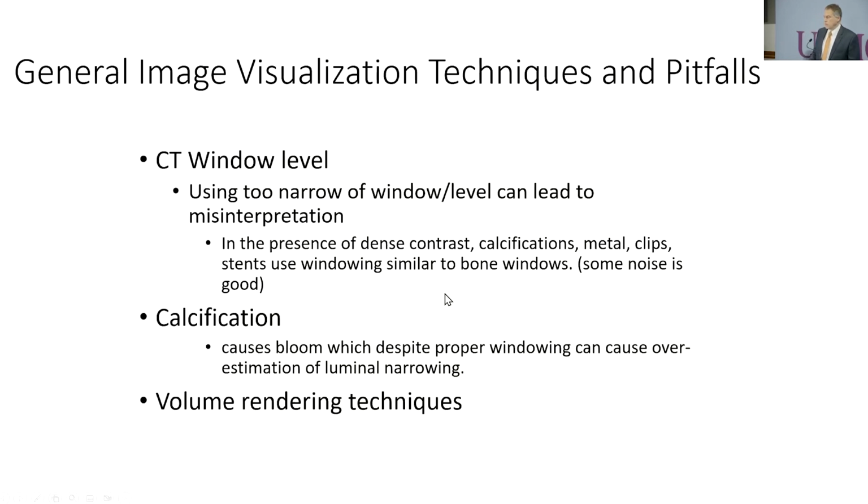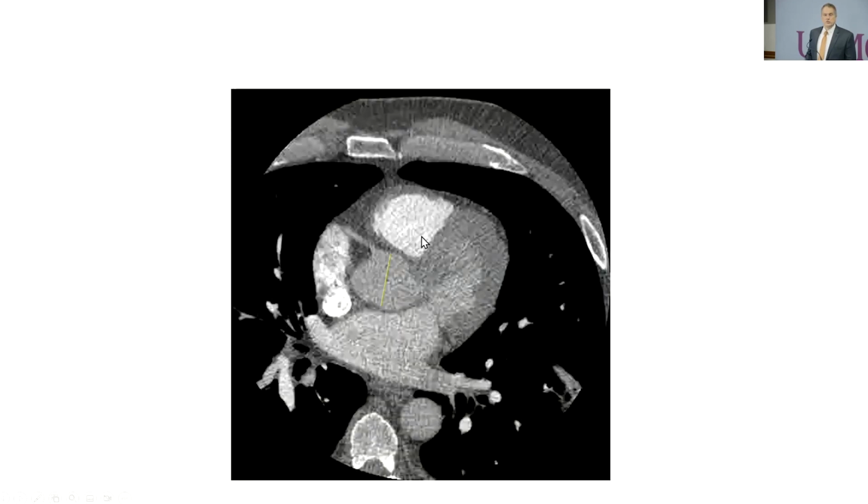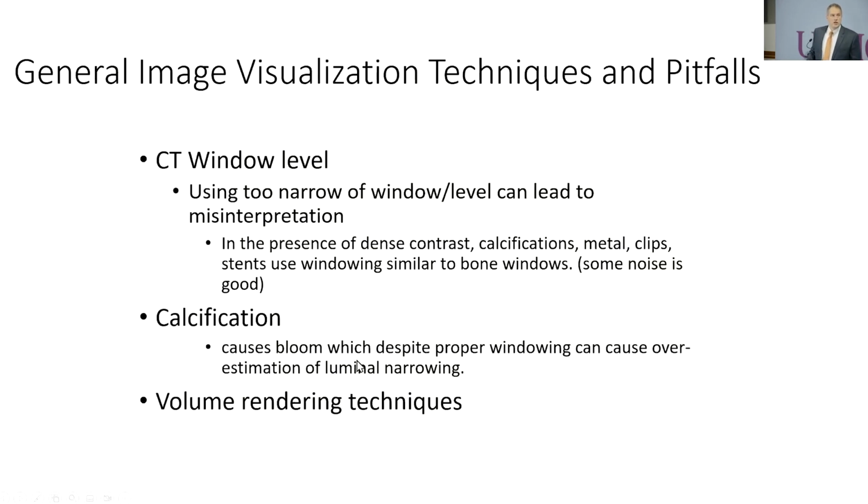And then a few comments about visualization. Window width and level is really important. You can really lead to some misinterpretation, and I'm going to bounce back to this image. Noise is actually our friend. In the case of CT, you want to be able to see some of that noise when you're window width and leveling to look at studies. Calcification obviously can cause a lot of problems, streak artifact and other things.